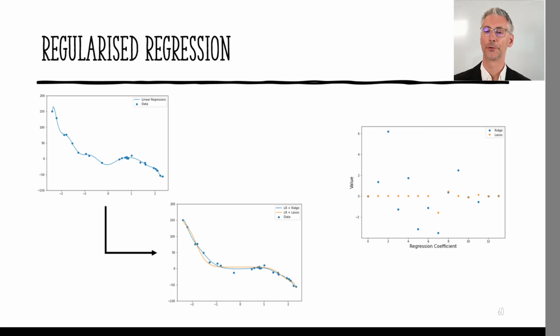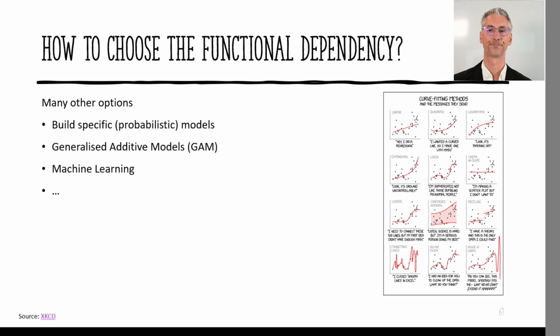If you do that, you can see that both models make this a lot smoother. You go from the very wiggly line to a much smoother line. Looking at the regression coefficients, you can see that the ridge regression still has a very large variability of the coefficients, while the lasso regression really tries to minimize the coefficients as much as possible. In this example, this may be a little bit too much. It depends on your use case and how strongly you want to use this regularization.